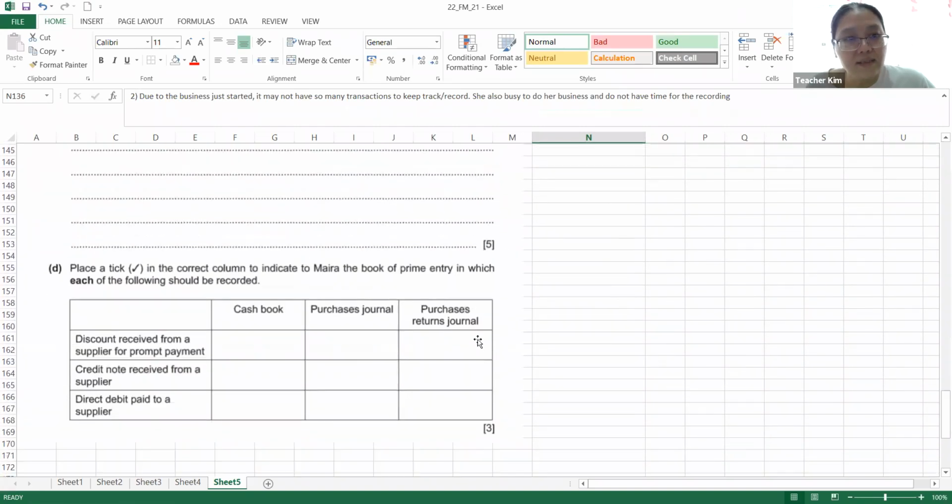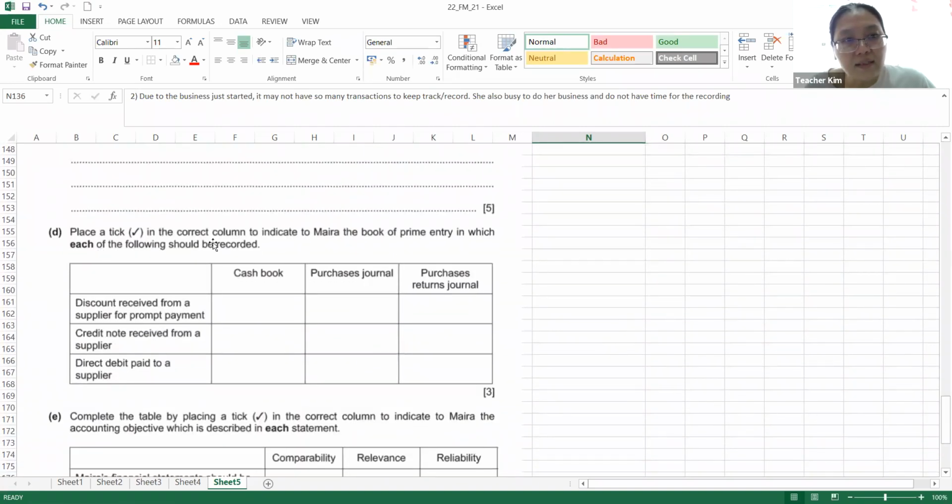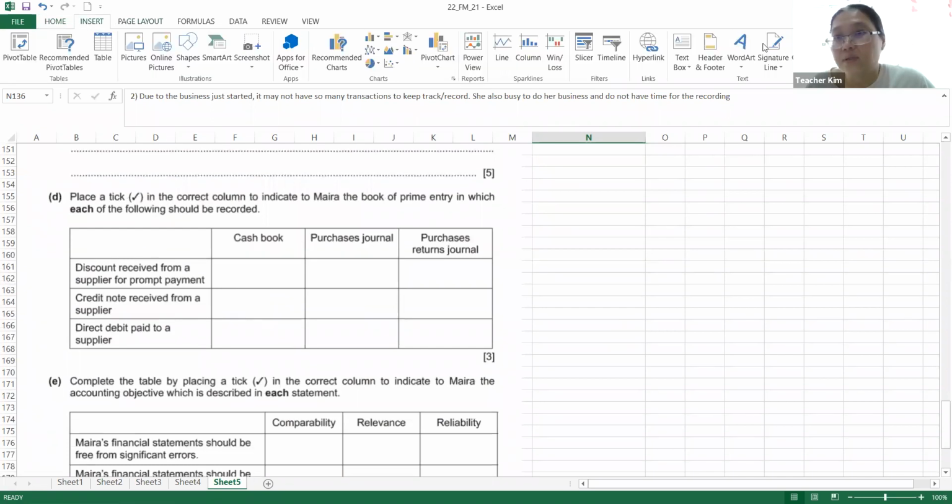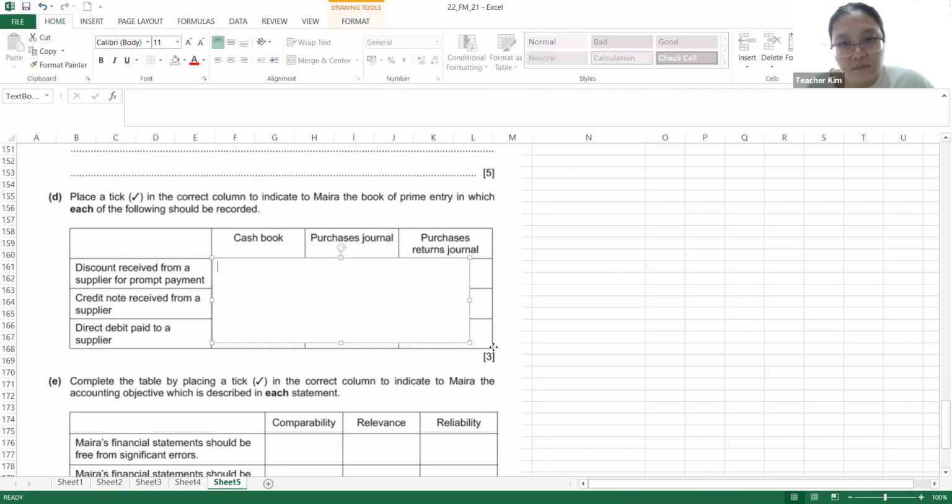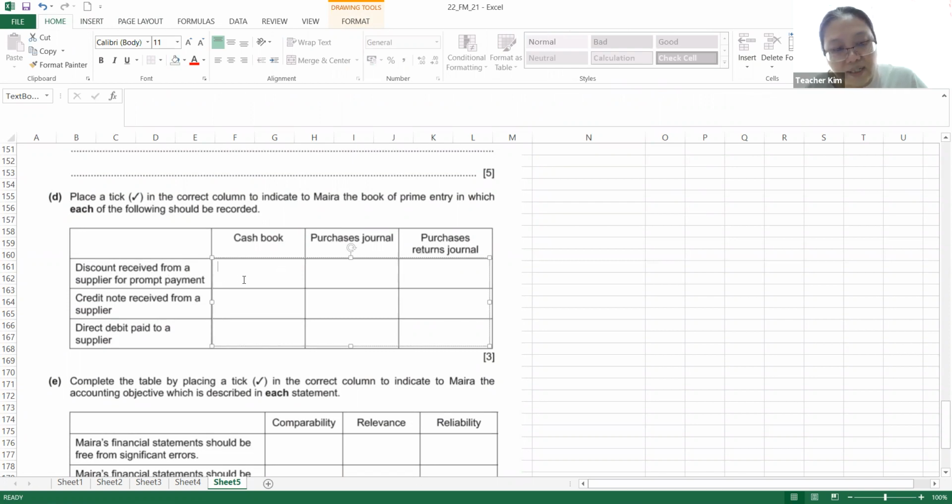Okay, now next. Place a tick in the correct column to indicate the book of prime entry in which each of the following should be taken. So let's continue. Discount received from the supplier. Discount received we put into the cash book, so this one we will record in the cash book.